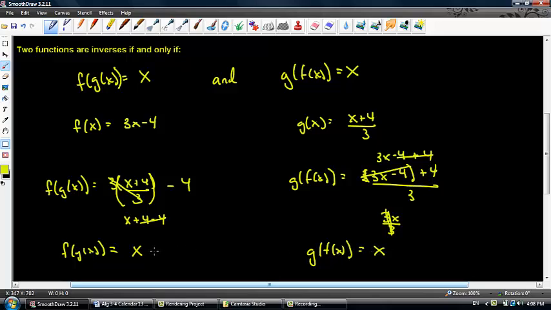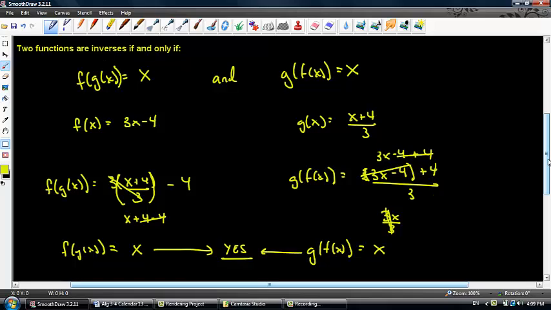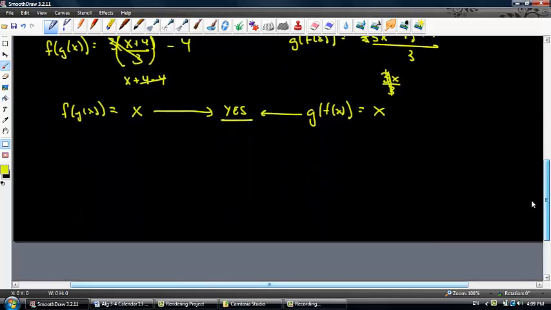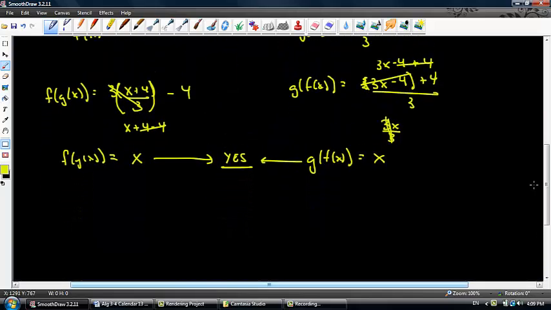Now, because they both equal x, we can say, yes, they are inverses of each other. g of x and f of x are inverses of each other. So let's take a look at another example. If I say f of x equals 2x minus 3, and g of x equals negative 2x plus 3, let's just figure out, are they inverses of each other?